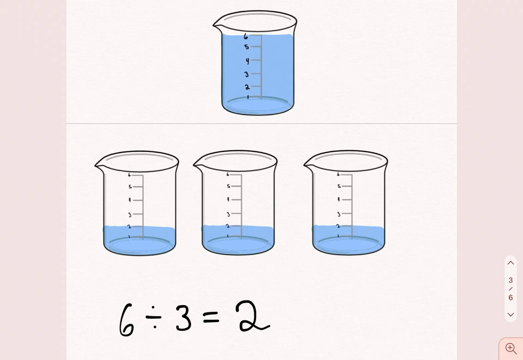So how many beakers did I have? I had 3 beakers. That was the number of beakers I had. And how much is in each one? You can see here there's 2 liters of water in each beaker.